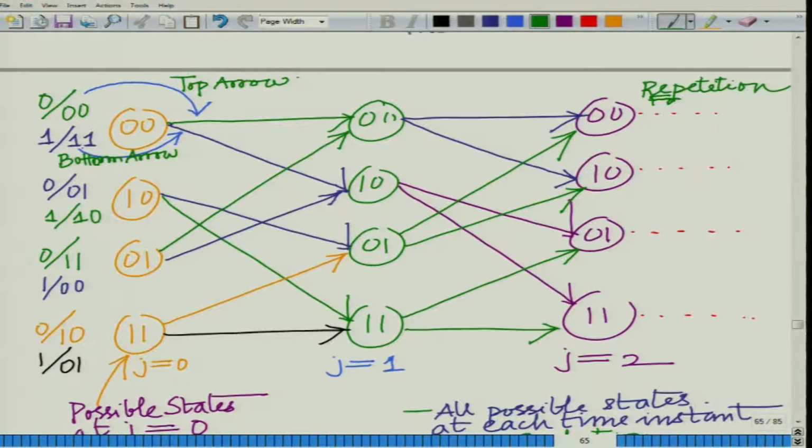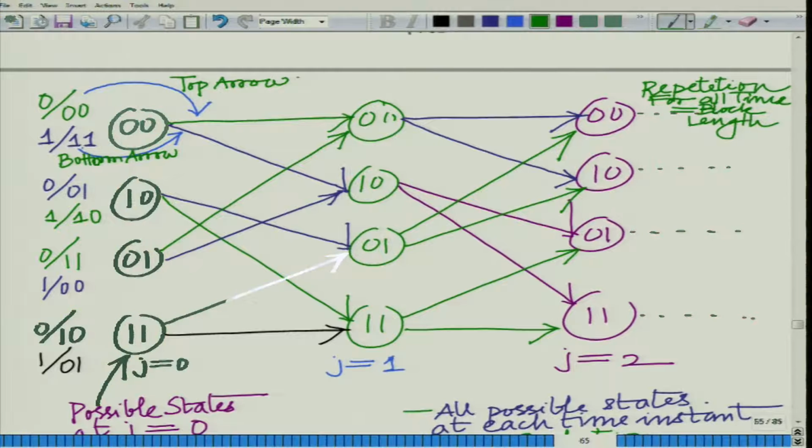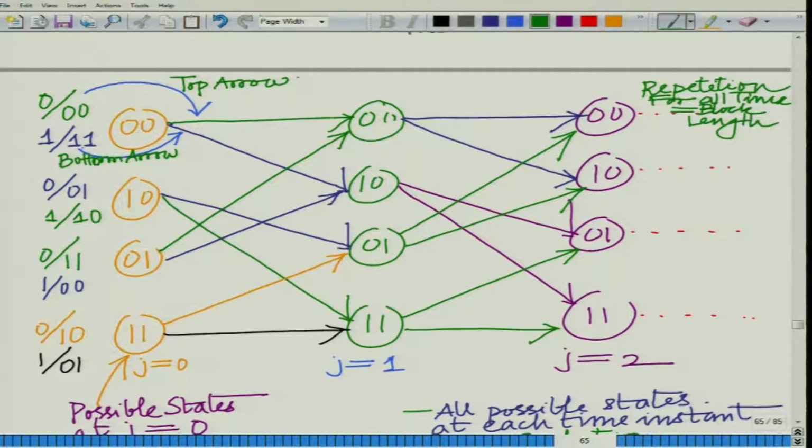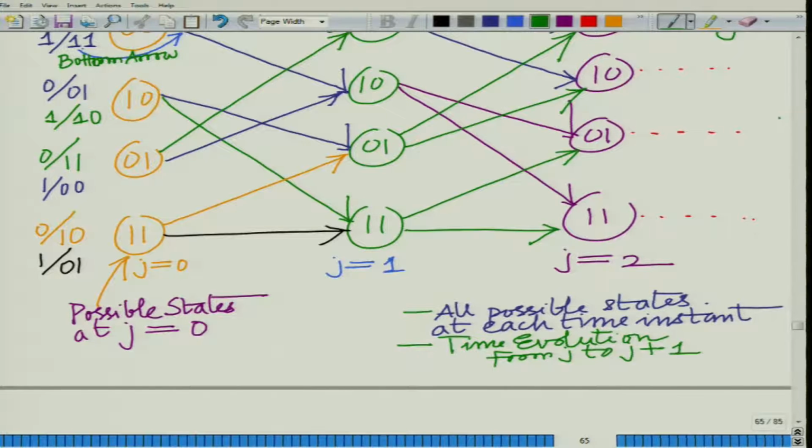You will have as many repetitions as there are input bits, because for each input bit you will add one layer of these states to denote the transition from the state at time instant j to the appropriate state at time instant j plus 1. So you repeat this, and this diagram, which you can also think of as an unfolded state diagram, is basically your trellis. This shows the trellis diagram, which is a time evolution of the convolutional code.